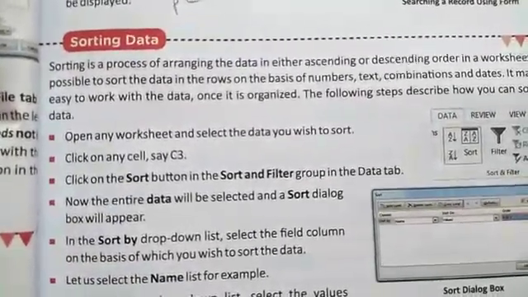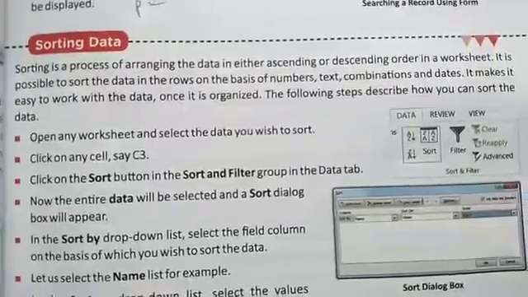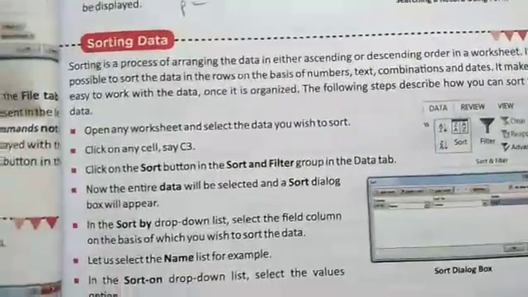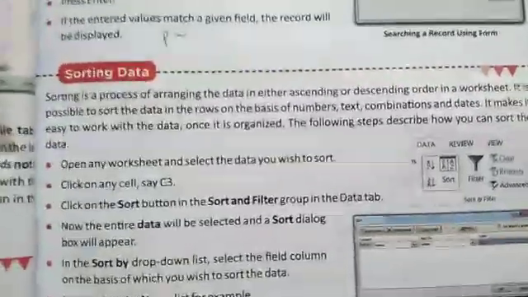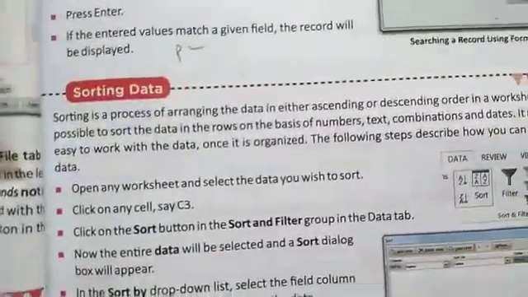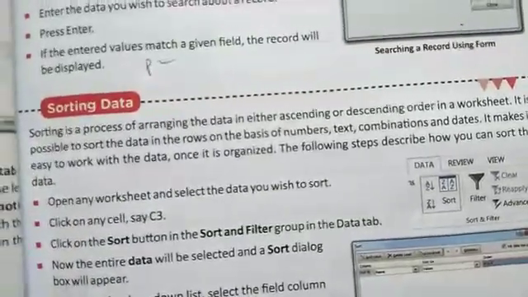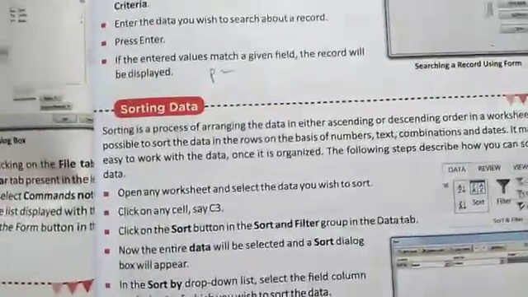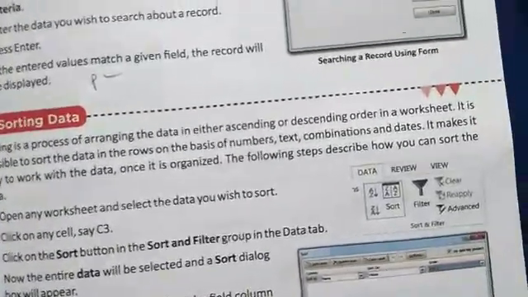Next topic, sorting data. Sorting is the process of arranging data in either ascending or descending order in a worksheet. It is possible to sort the data in a row on the basis of number, text, combination and dates.